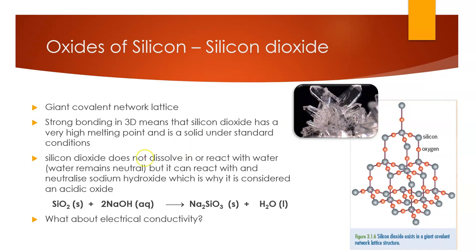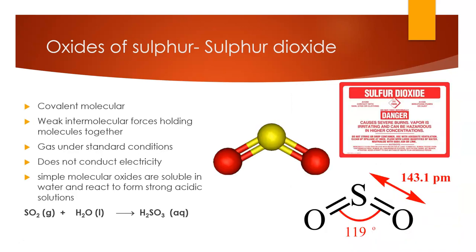So this is the reaction of silicon dioxide with sodium hydroxide, which you should add to your notes, forming the sodium silicate and the water here. Remember, with electrical conductivity, we need to have moving charged particles. Just like diamond, silicon dioxide is not going to be able to conduct electricity because there are no delocalized electrons or no free moving ions.